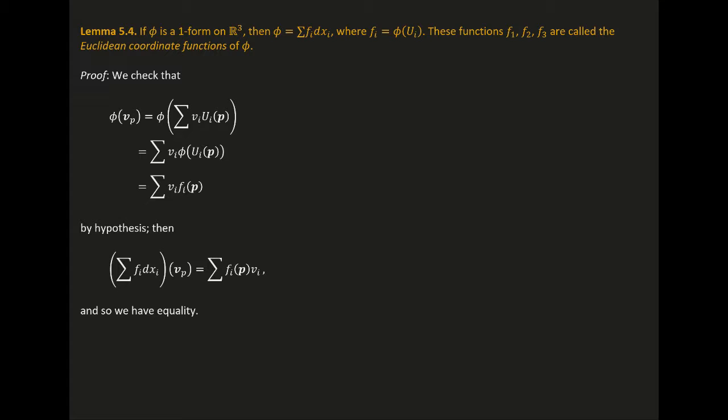Then we also check that the sum of fi dxi applied to the tangent vector vp is just the sum of fi of p vi. That's using the definition of the one-form dxi. Since both of these one-forms give us the same value at each tangent vector vp, these one-forms are in fact equal.